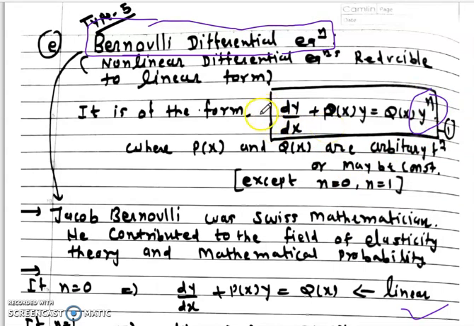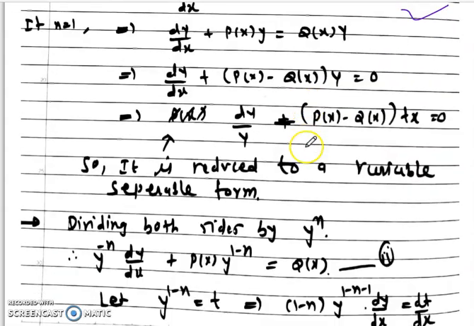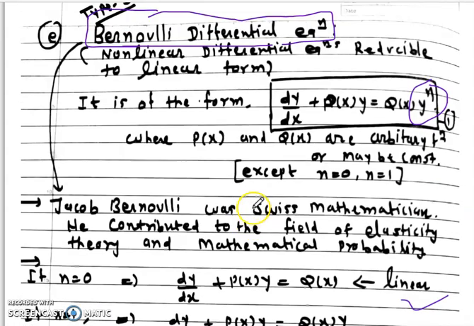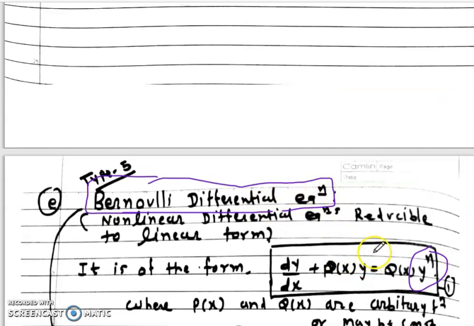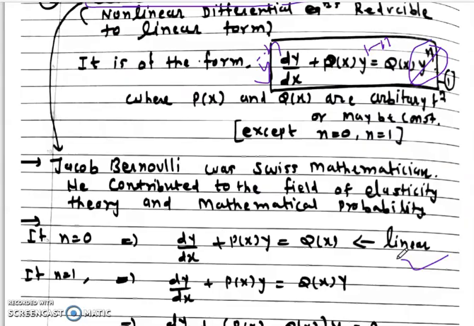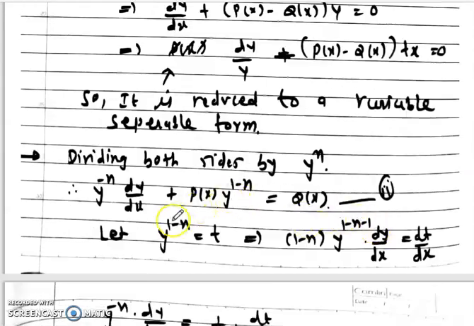So what can we say? y raised to minus n is there. So we can say y raised to minus n dy by dx plus p of x y raised to minus n times y, that is y raised to 1 minus n, is going to be there. Here it is going to be y raised to minus n, and this is going to be cancelled. So therefore we have this form.